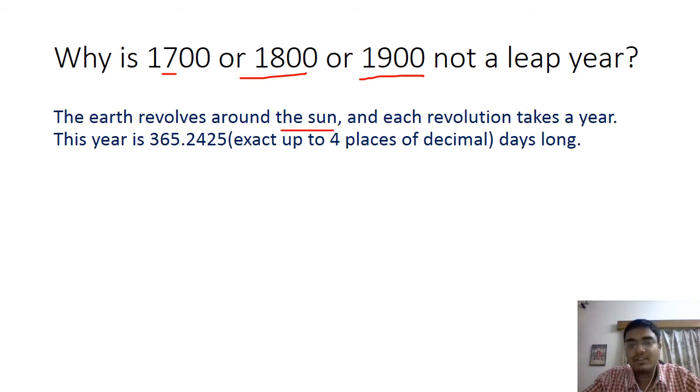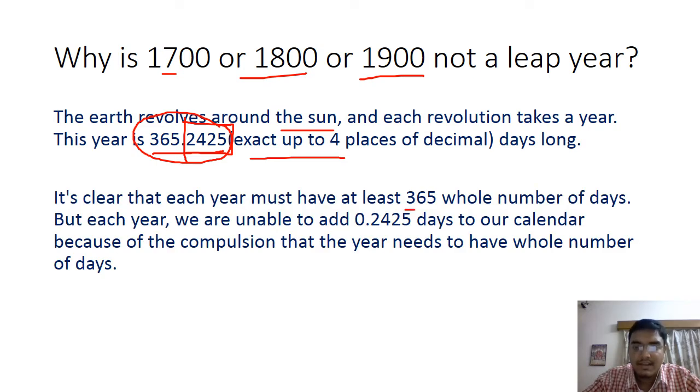Now the earth revolves around the sun in 365.2425 days. This is exact up to 4 places of decimal. So this much time the earth takes to make one revolution around the sun, that is, in a year. Now in 1 year we have an exact whole number of days. We can't have this 0.2425 number of days, right? We have either 365 days or 366 days. So to solve that problem, we took 365 at one place, 0.2425 at another place. So we divided this 0.2425 in two parts.